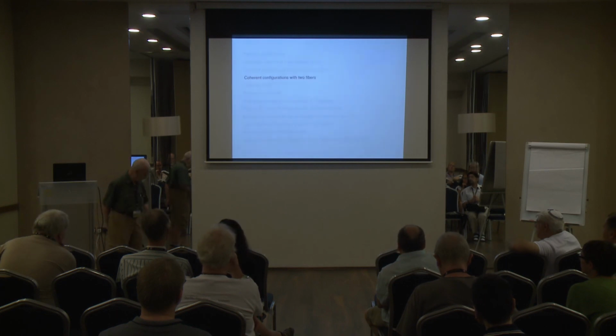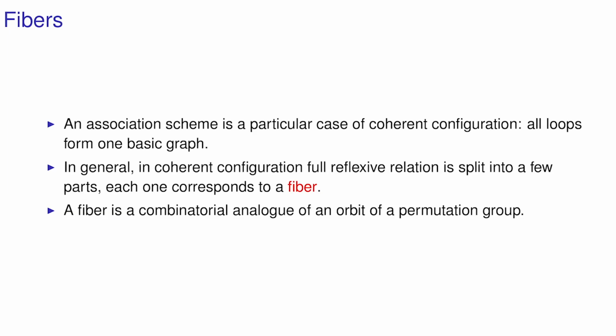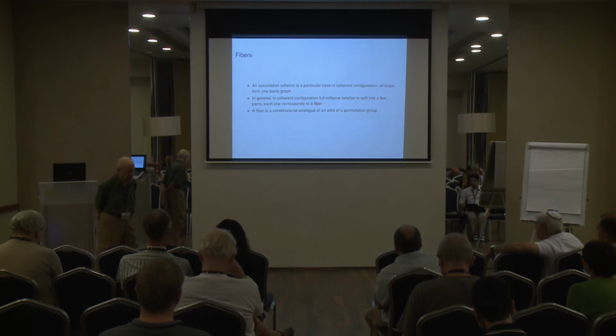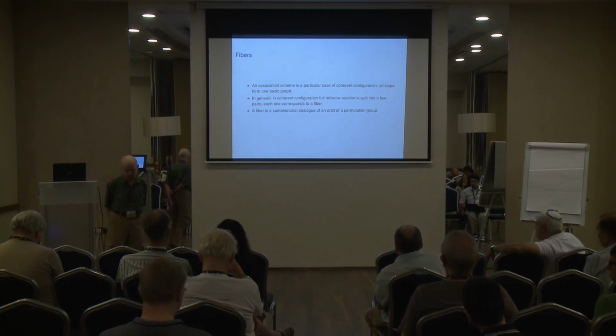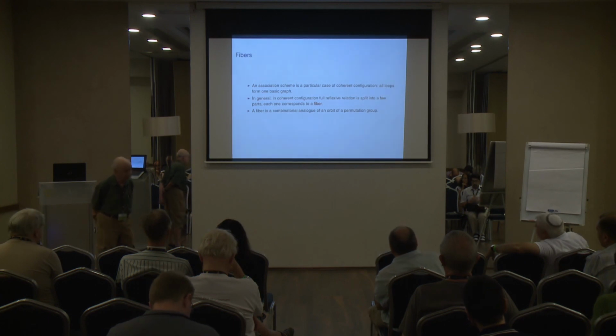Now coherent configurations permit two fibers. First of all, I will explain what a fiber is, because this concept did not appear yet. So first of all, an association scheme is a particular class of coherent configuration where all loops form one basic graph. In general, this is not the case. In general, loops can be split into a few parts, and then each part is called a fiber. And one can say that a fiber is a combinatorial analog of an orbit in permutation group theory.